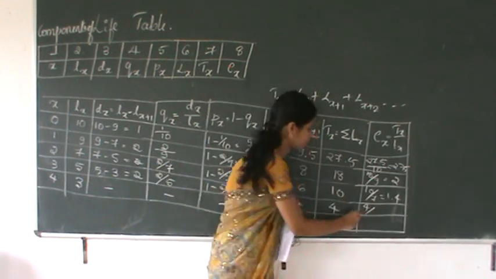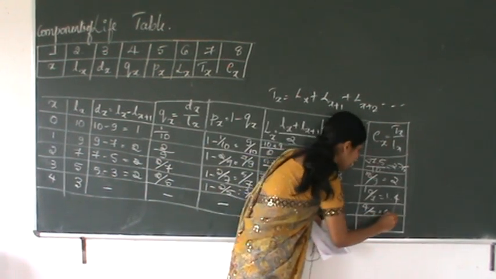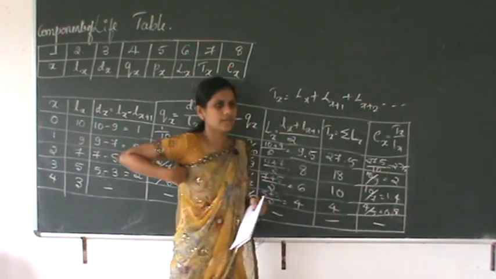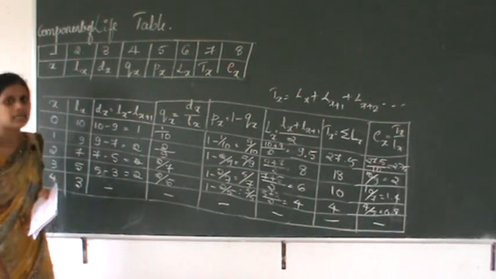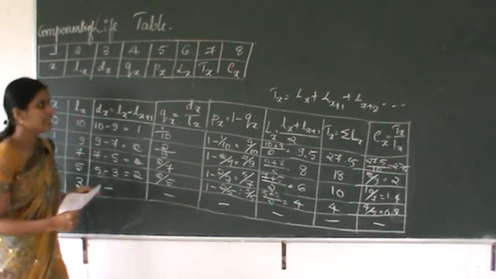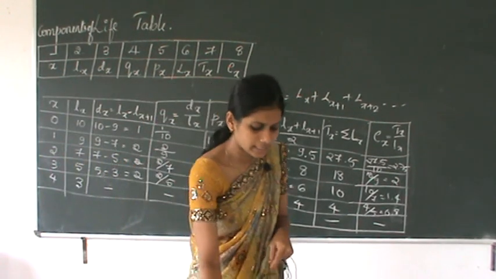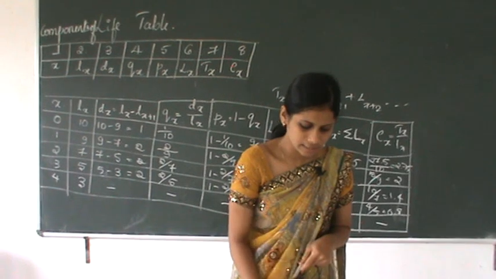Lx is 5. 4 divided by 5 is 0.8. So like this you can calculate the life table. We will see some of the simple problems under life table which may be asked in the question.